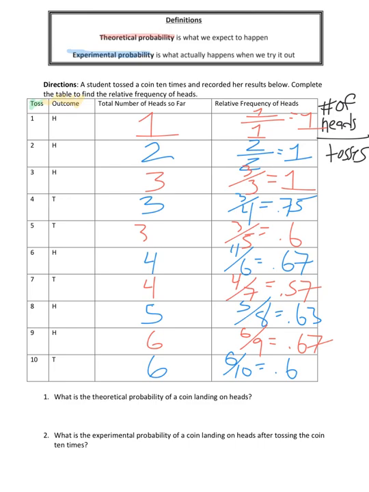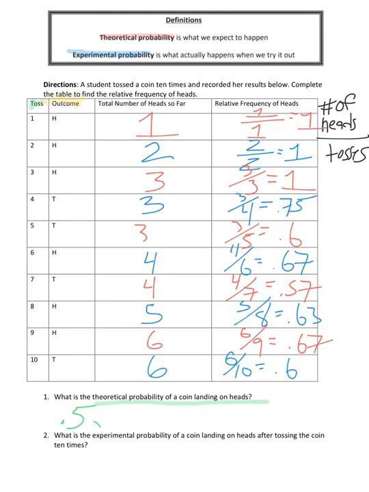And the first question below is going to ask us, what is the theoretical probability of a coin landing on heads? Now remember, theoretical probability is just what we expect to happen. So what do we expect to happen? Well, I expect that the coin will land on heads half the time and tails the other half. So what's the theoretical probability of a coin landing on heads? Well, half the time, 0.5.